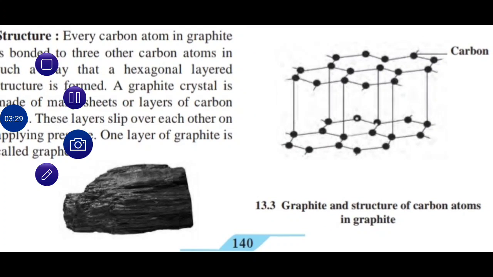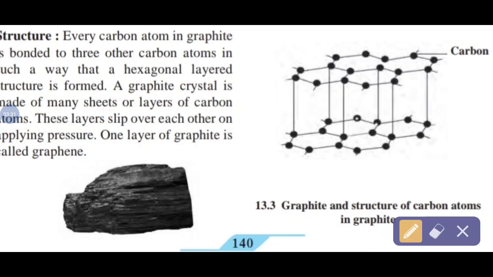See here, one carbon atom, consider any one. Suppose we consider this carbon atom. So this carbon atom is bonded with the other 3 carbon atoms. Now see that this is the first one, next one is the second, and third one is here. Here this carbon atom is bonded to this first, second and third. That's why what type of structure of carbon atoms present in graphite? So hexagonal layered structure. Remember these words. Next.